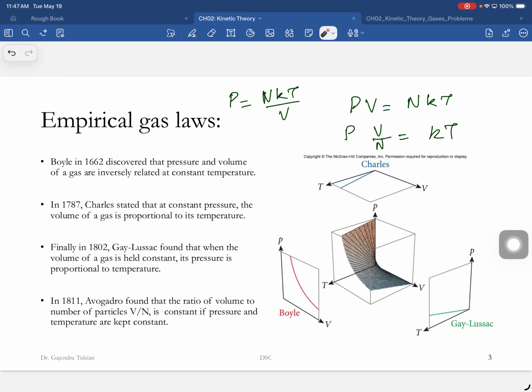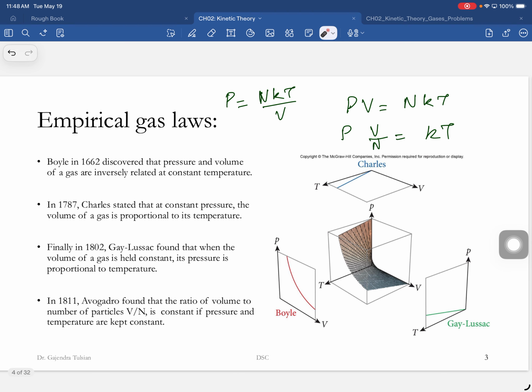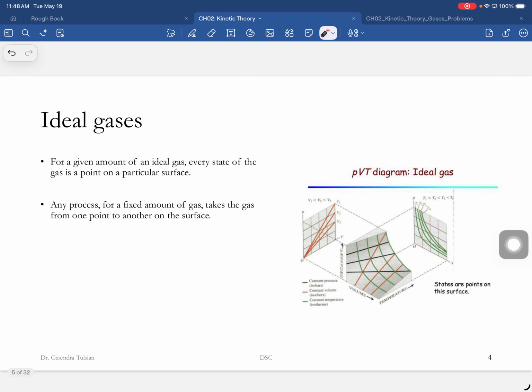Gay-Lussac found that when the volume is constant, pressure is proportional to temperature. So when the volume is constant, you're taking this slice, and as you increase the temperature, pressure is increasing. So that's the modern way of looking at it. And again, the important point here is we see these laws all the time, but they were put together over a long time.